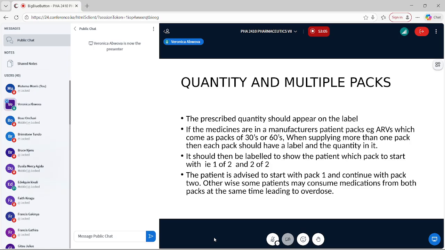Okay, otherwise you may have a scenario like what I mentioned, where you have a patient who went and took both drugs at the same time, and yet they contained the same active ingredient. They end up overdosing. Okay.